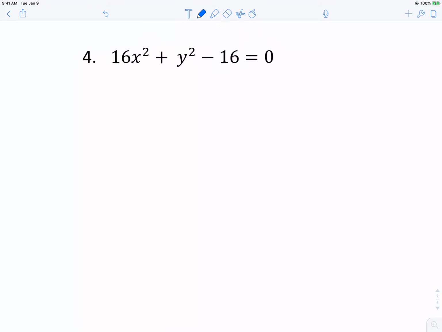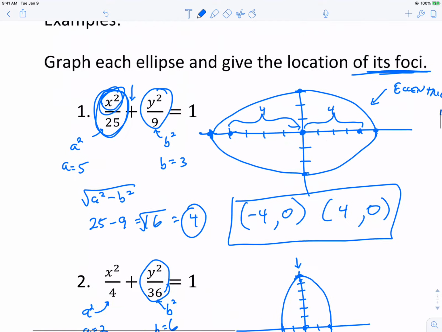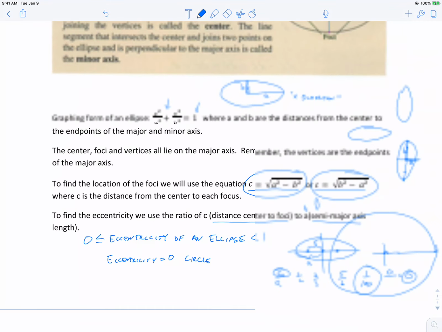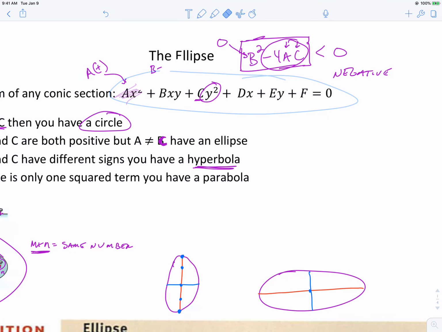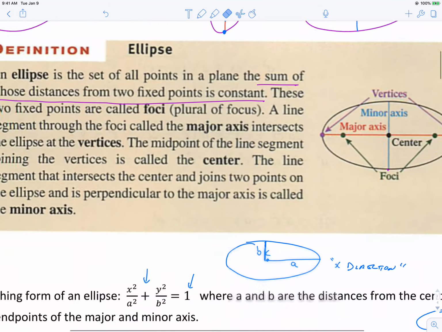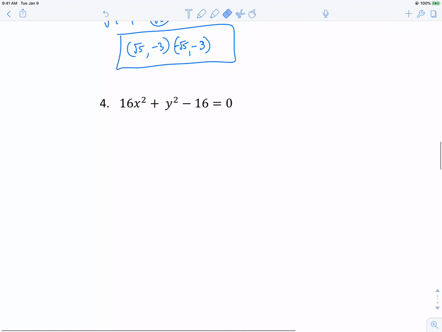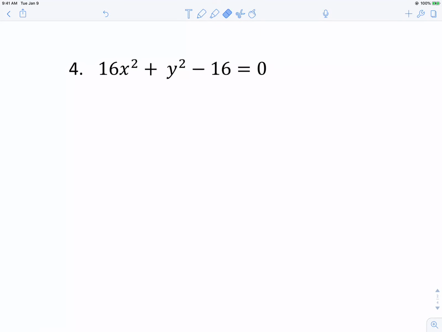All right, so next one, we want to graph this guy. So we're going back to now, it's given in this general form like this guy, right? So we've got to convert it to graphing form where we can get information out of it. Before we start, I want to remind you how you can tell it's an ellipse.